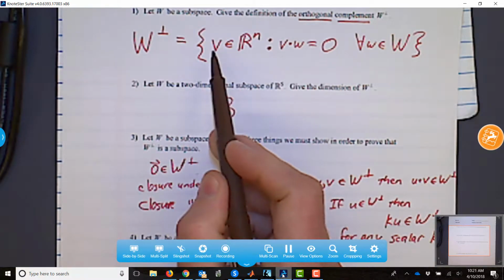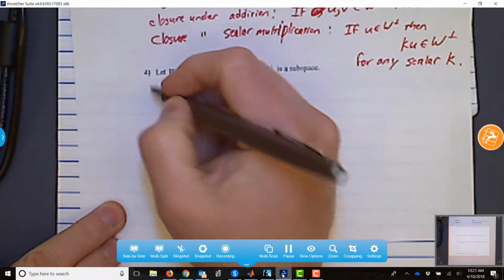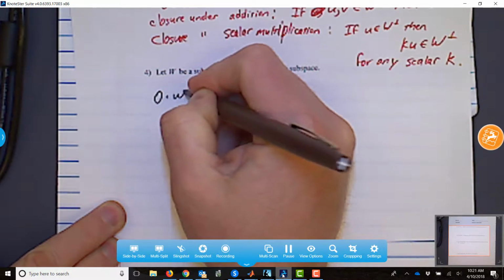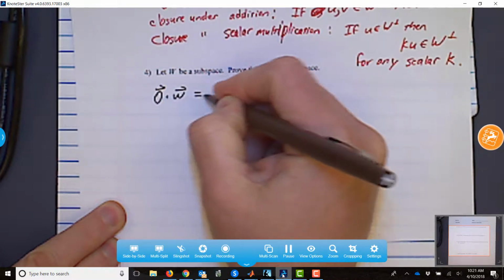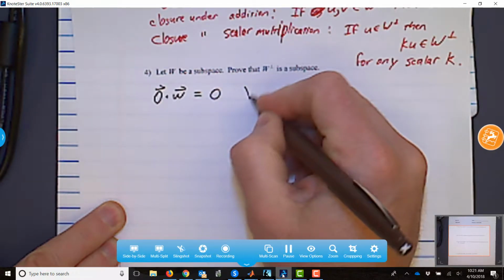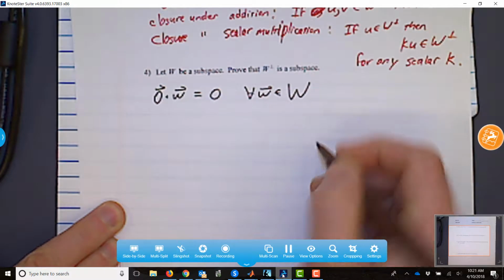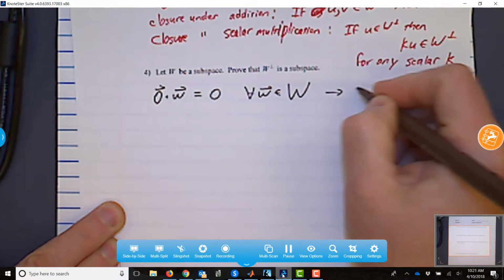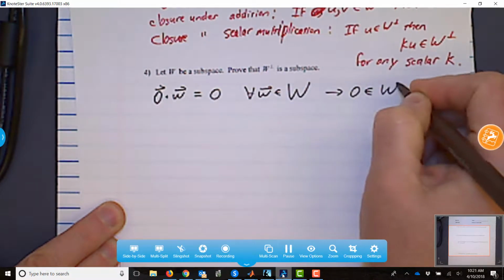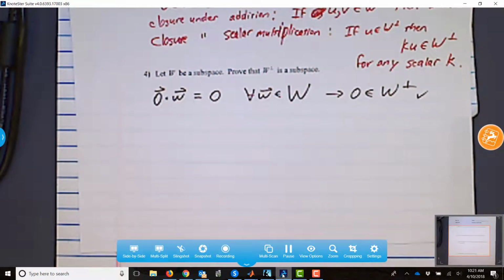Is 0 something you could put in for V? Is it true that 0 dot W always equals what? Yeah, when you dot product 0 with another vector, you get 0 for all W in W. So that says to me that 0 is in W perp. Okay, so that's interesting.